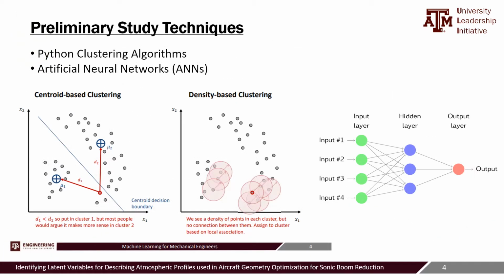Some preliminary studies were performed to understand and determine important atmospheric conditions to help with optimization of the autoencoder. One technique being used is Python clustering algorithms, which find similarities among data points, in this case atmospheric profiles, and clusters them together. There are two main clustering algorithms I worked with. K-means is based on the distance from centers that were calculated from the data, while DBSCAN clusters points based on how close points are together.